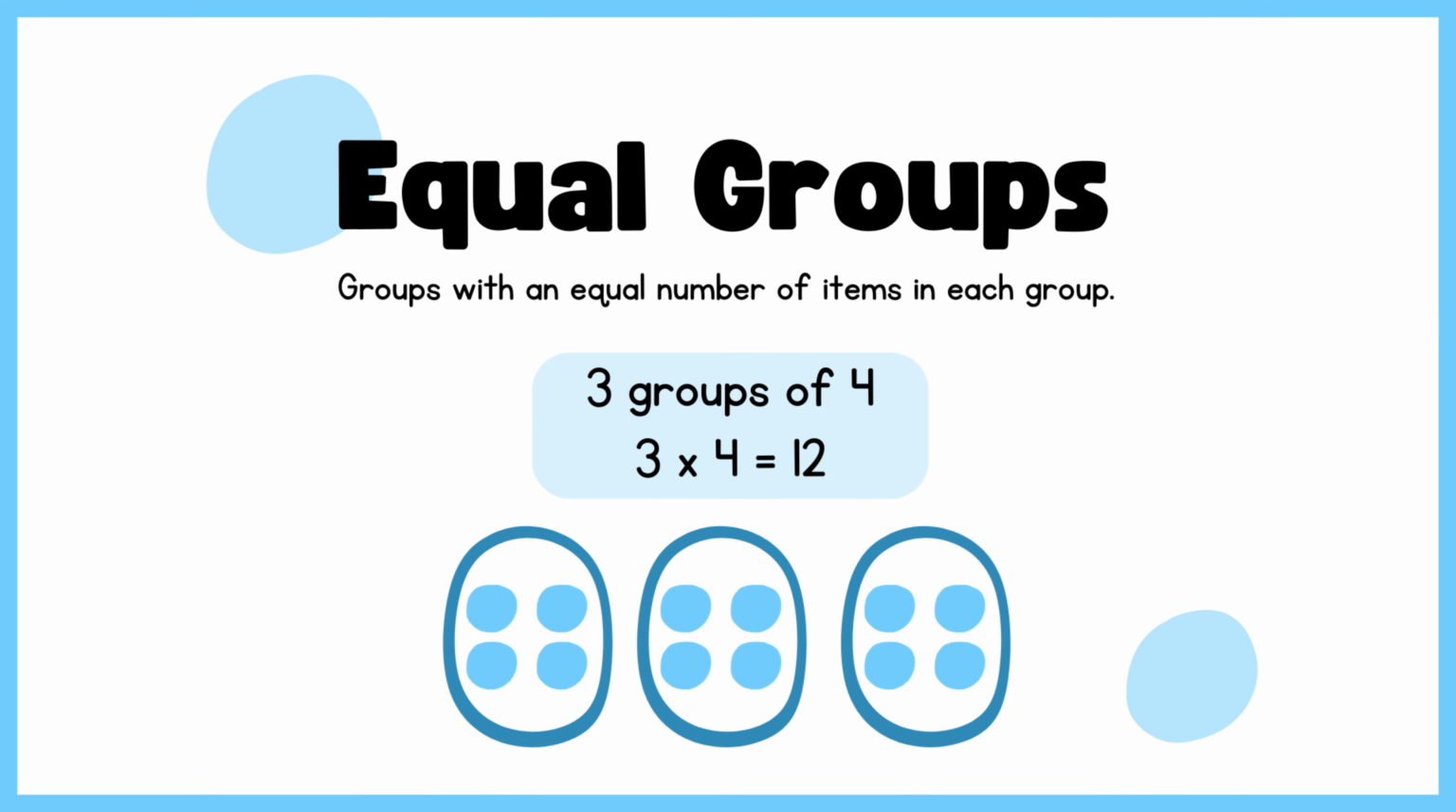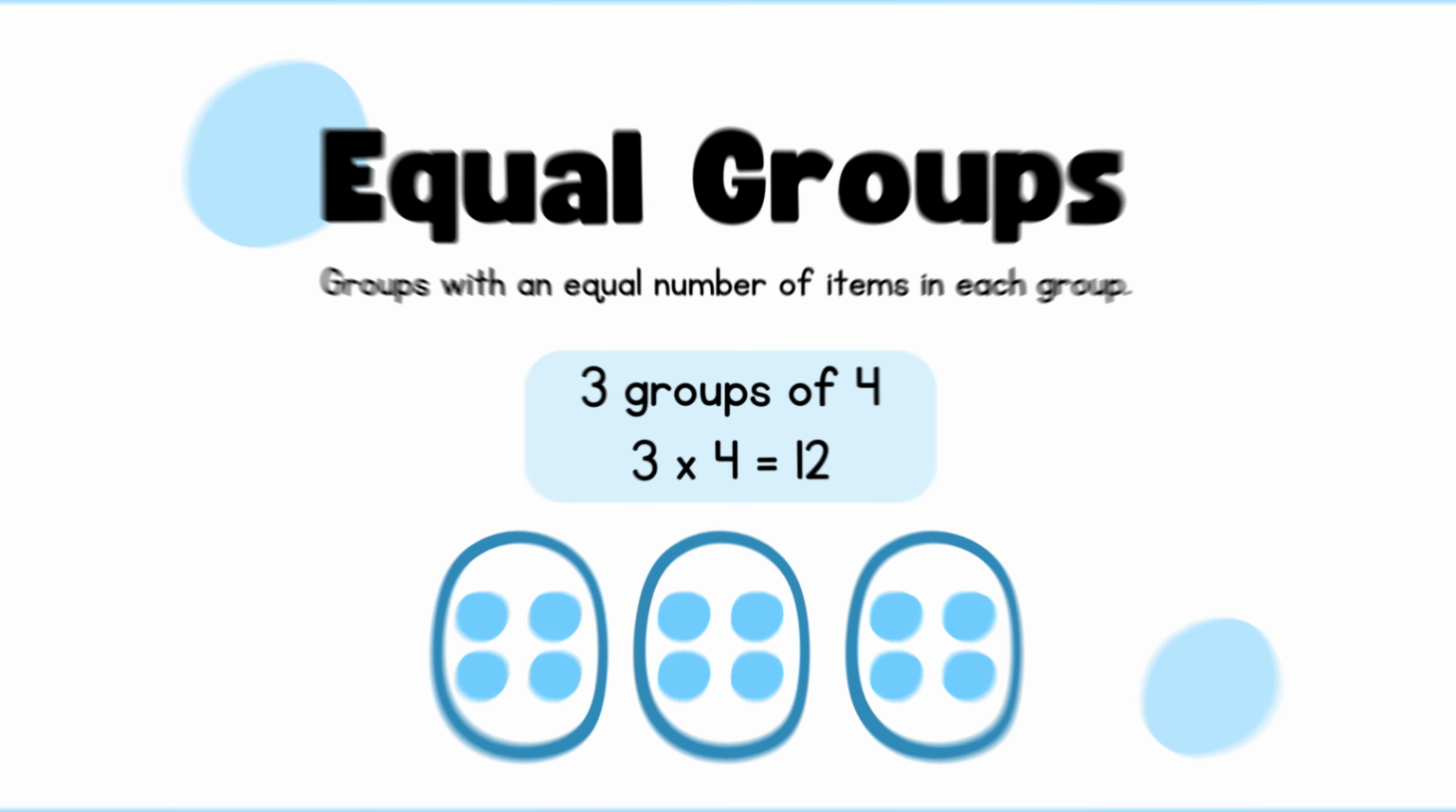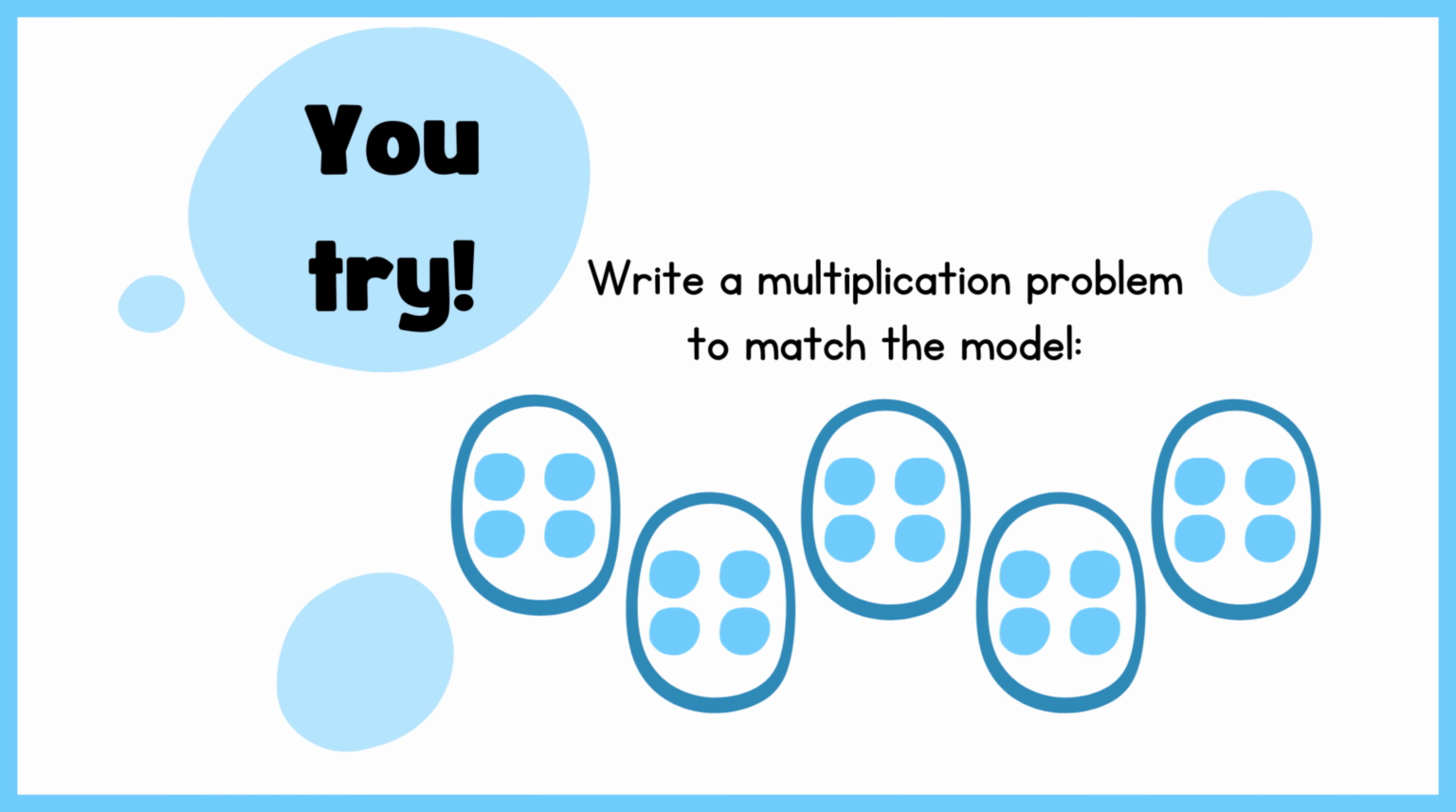The first strategy is equal groups. Groups with an equal number of items in each group. You can see here 3 groups. There's also 4 dots in each group, and the multiplication equation that it represents is 3 times 4. You try, write a multiplication problem to match this model that you can see below.